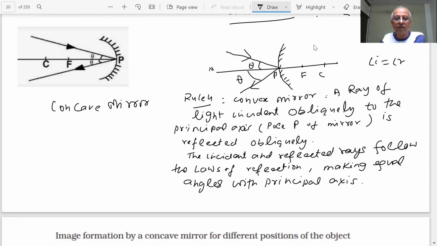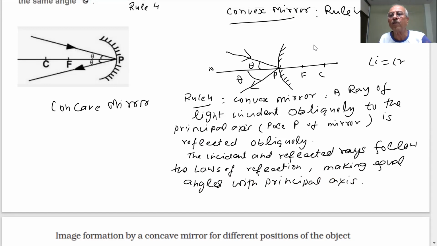So the four rules are clear, students, for the concave and the convex mirror. Any doubt here? Tell me. In all the cases, the laws of reflection are obeyed, which we told you. Only two laws of reflection were told. At any point, the incident ray is reflected in such a way that the angle of incidence will always be equal to the angle of reflection. Is it clear?